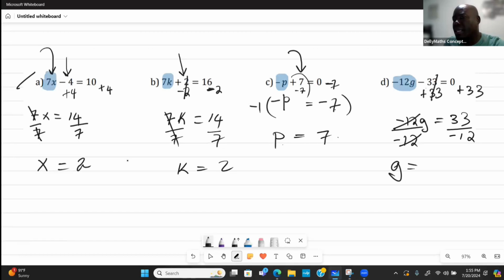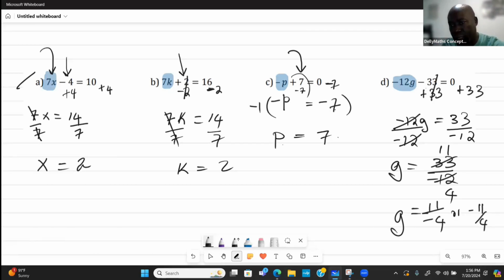So when you take a look at this, I could reduce this if I want. I have 33 over negative 12, but I could break this down by dividing by 3. So 3 into this is 11, and 3 into this is 4. So g is actually 11 over negative 4, or you could have written this as negative 11 fourths if you want. Right? There it is.